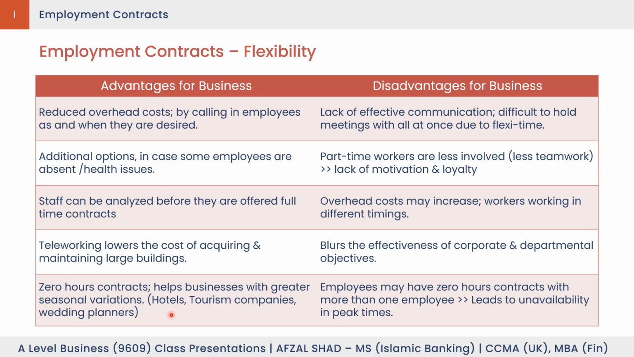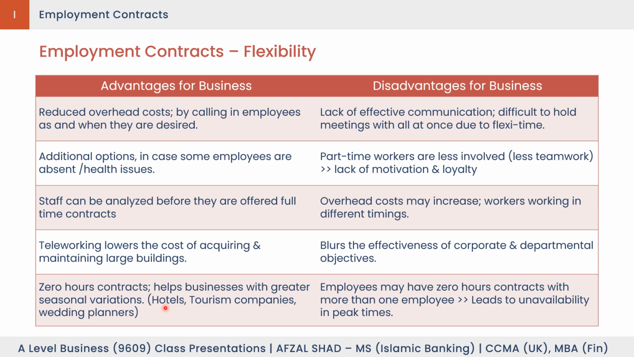Then the 0-hour contracts. So have a look at the point. What are the 0-hour contracts? It helps businesses with greater seasonal variations like hotels, tourism companies, wedding planners. So such businesses which are working for 3-4 months only in a year. Think about the hotels in the northern region. They are hardly working for like 4 to 6 months. So if they are working for 4 to 6 months, what about the rest of the 6 to 8 months? So they can offer the 0-hour contract to their employees. When you are required, we'll call you up. If you're not required, we won't. At least we are saving the cost for the business.